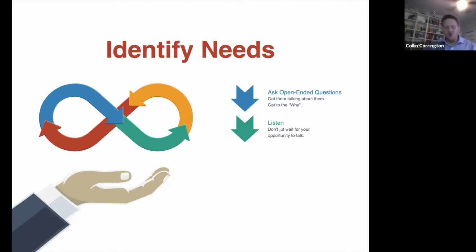Don't just wait for your opportunity to talk. If you are truly engaged with somebody, asking open-ended questions is the easiest thing in the world. If you're waiting for your turn to talk, that means you're trying to formulate your next question instead of originally listening. Guys, when you truly listen to somebody, there's going to be a natural flow to the conversation. It's Stephen Covey's seek first to understand.